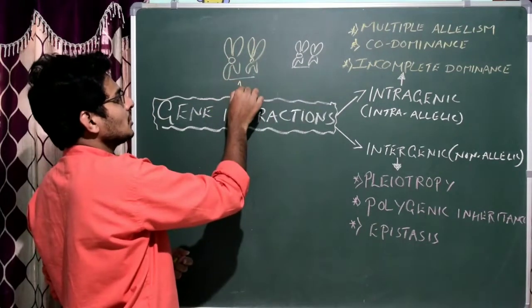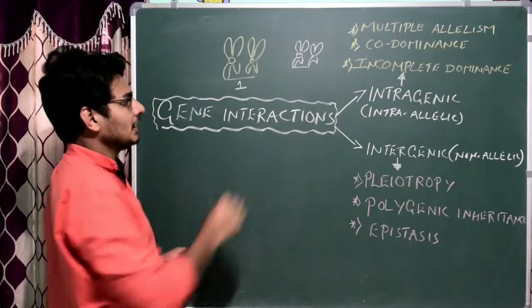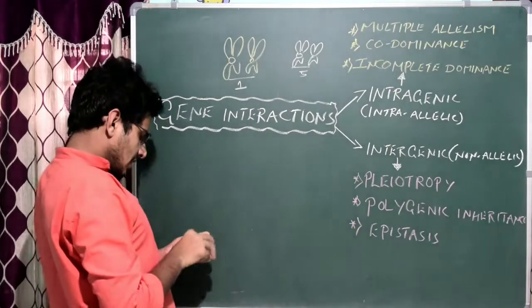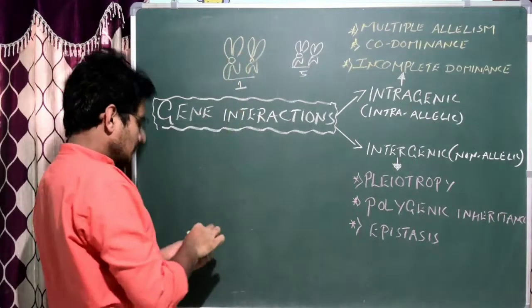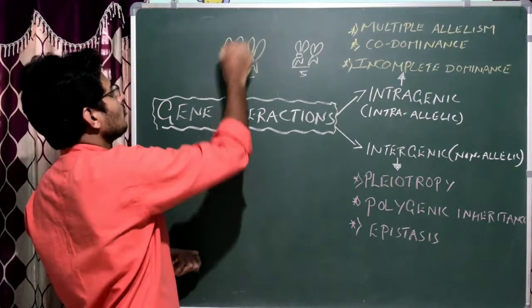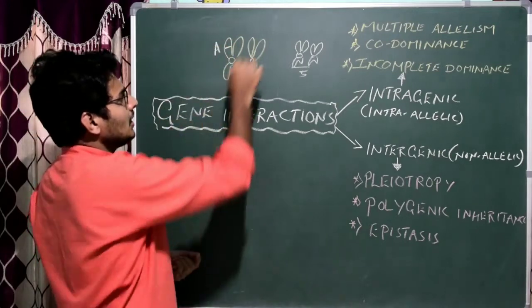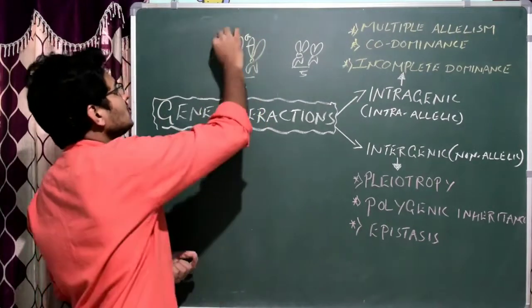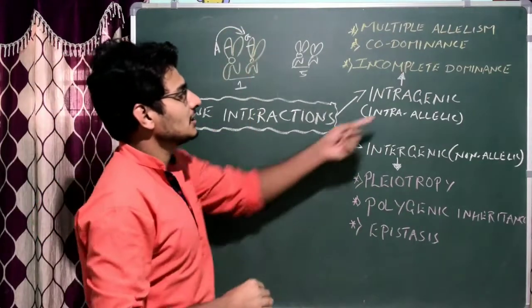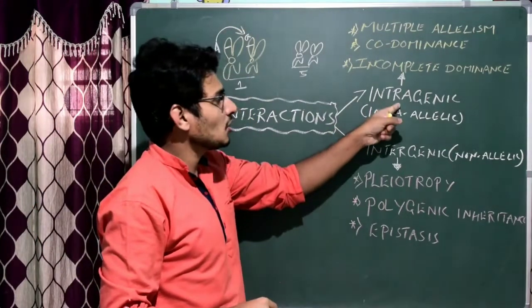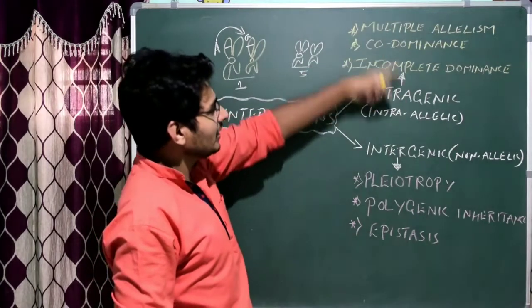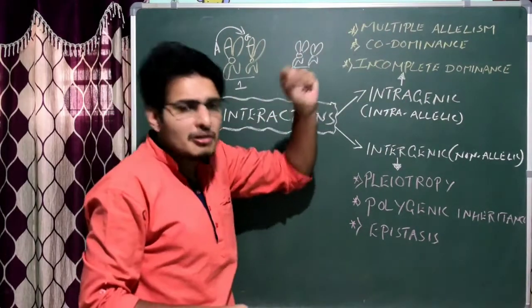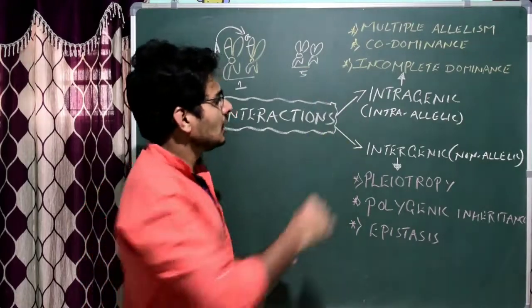Let us just name it. This is the chromosome number 1 pair, and this is, let us say, the fifth chromosome. If the gene present on chromosome number 1 is A, then on the same locus of its homologous partner, let us name it small a. If these two genes interact, then obviously it is called intra-allelic. It is also called intragenic. Good examples of intragenic are incomplete dominance, codominance, and multiple allelism. We will learn them one by one.